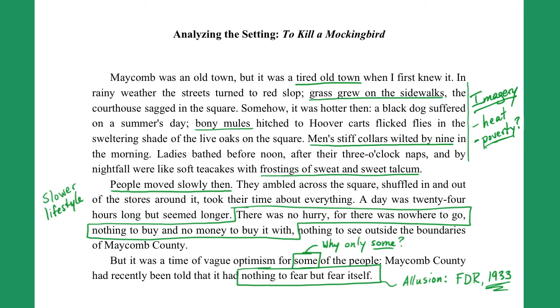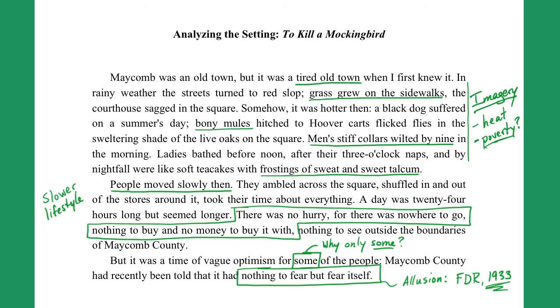People moved slowly then. There was a slower lifestyle. The day was 24 hours, but seemed longer. There was no hurry, for there was nowhere to go and nothing to buy and no money to buy it with. So you get this impression of this small town in the rural South.